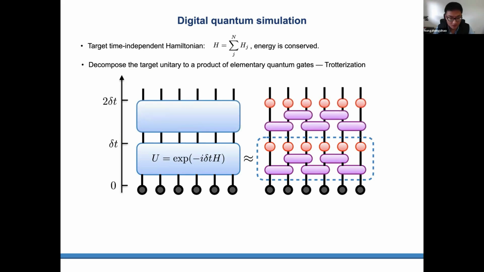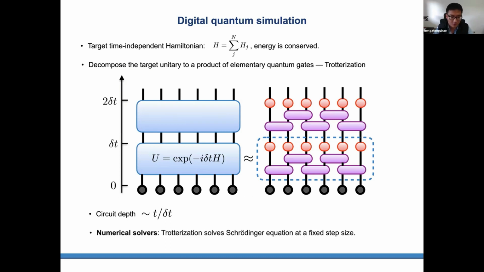And if you want to reach a longer time, for instance a fixed time t, you just repeat this process. You do it layer by layer, and then you get a long time evolution. You can also treat this from another perspective: I basically design a numerical solver using this Trotterization algorithm, and this numerical solver solves the Schrödinger equation on quantum computers, but at a fixed step size, delta t.